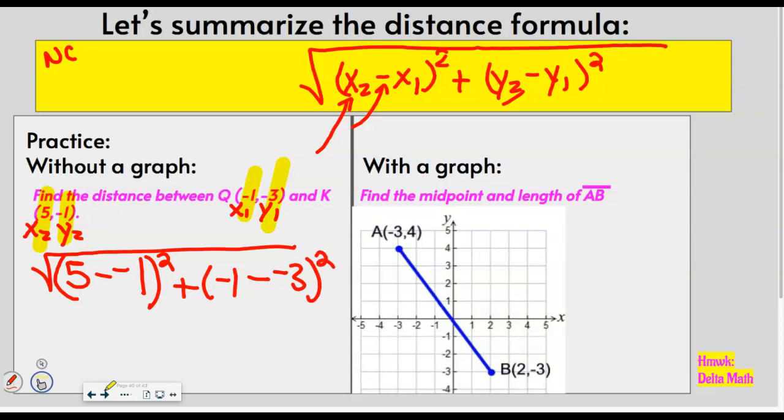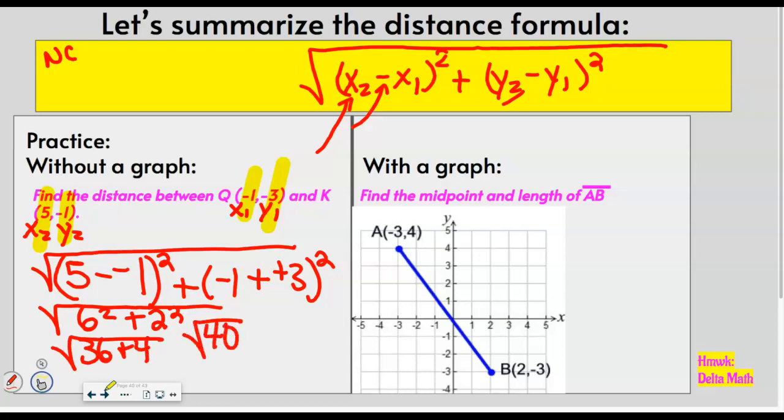I remember that when I subtract a negative, it's the same as adding. So that's really 5 plus 1, which is 6 that I need to square. -1, add the opposite, plus 3 is 2 that I need to square. 6 times 6 is 36. 2 times 2 is 4. On my calculator, I do the square root of 40, and we were told in class to round to the nearest tenth. So the distance between those 2 points would be 6.3.